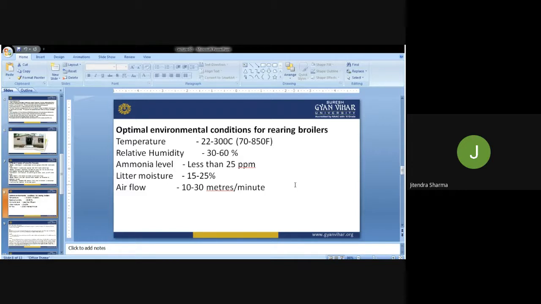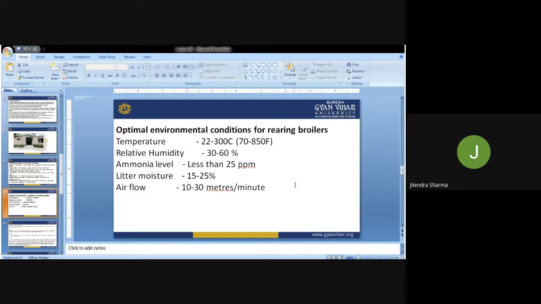Now litter moisture. We know that there are certain challenges like coccidiosis and chronic respiratory disease, CRD. They are mostly litter borne, and they are named litter borne diseases. To avoid that kind of situation, we have to maintain litter moisture at 15 to 25%. It means we have to change the litter if it is more moist, because it may be favorable for diseases like coccidiosis.